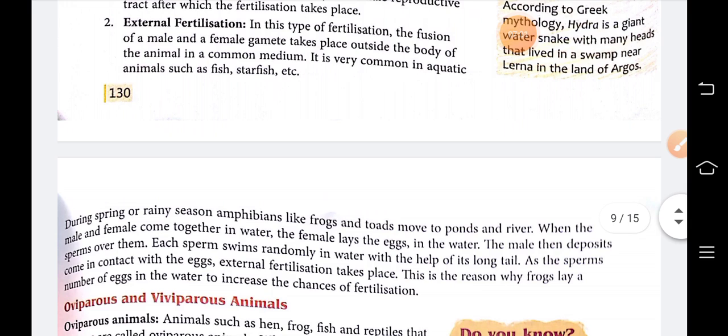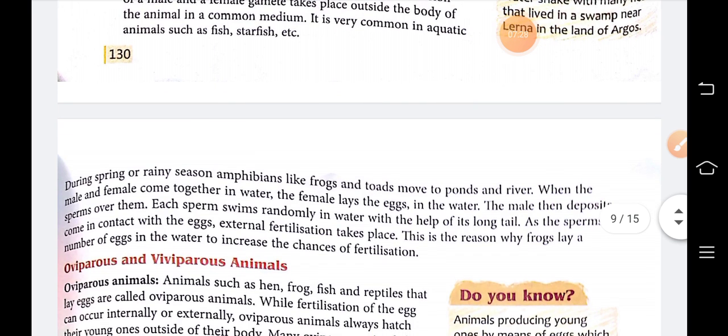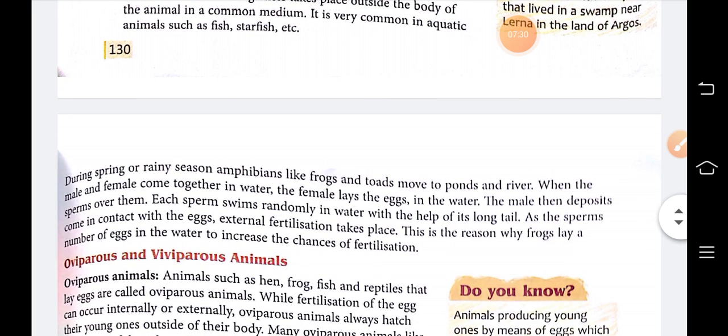During spring or rainy season, amphibians like frogs and toads move to ponds and rivers. When the male and female come together in water, the female lays the eggs in the water and the male deposits the sperm. Each sperm swims randomly in water with the help of its long tail. And as the sperm comes in contact with the egg, external fertilization takes place.